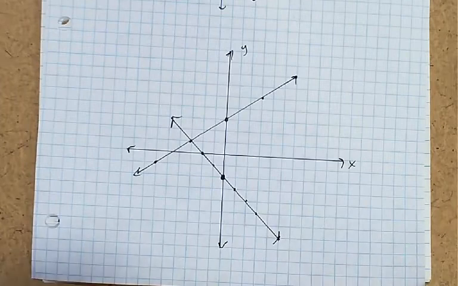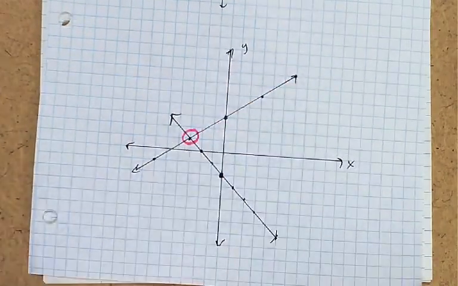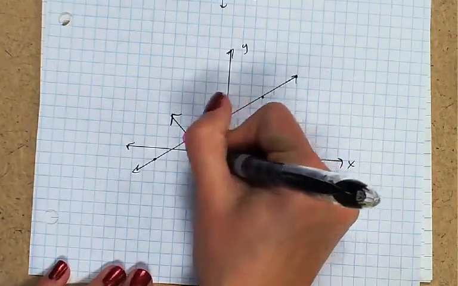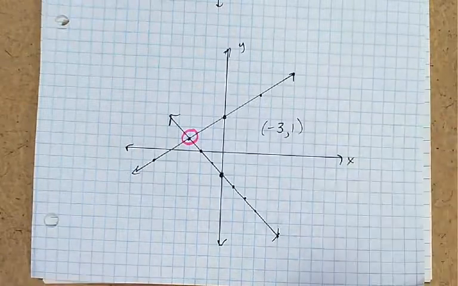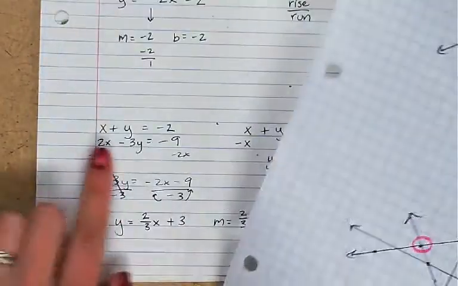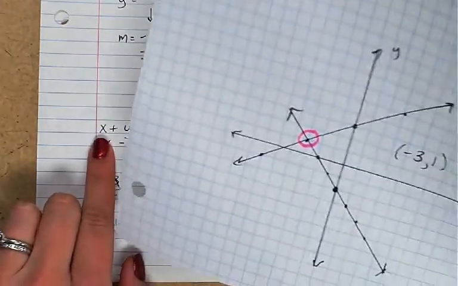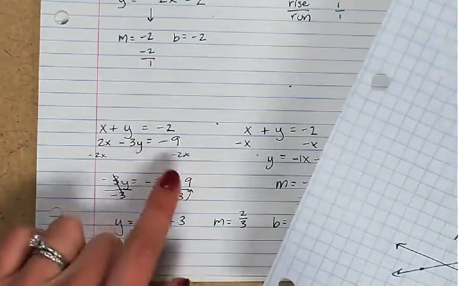we have an intersection point. So the solution to this system of equations is right here. And that ordered pair is going to be -3, 1. So left 3, so -3 and up 1. This also means, which you've seen in the videos, if you plug this back into our original equation, so if you plug in -3 for x and 1 for y, these will both work.